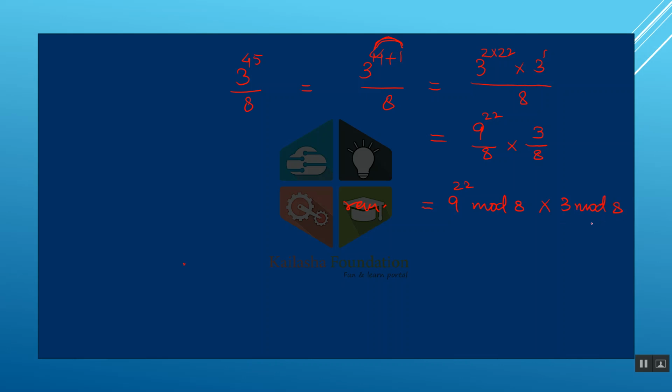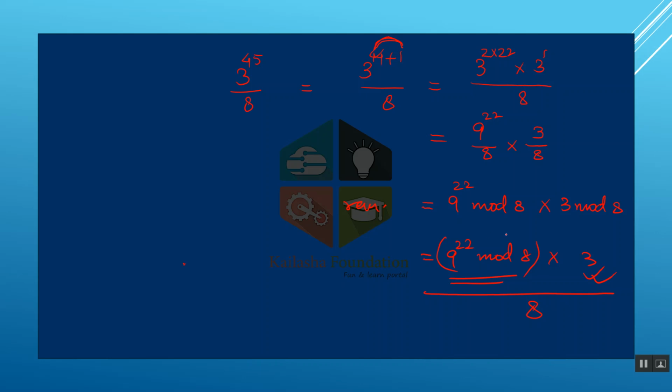3 divided by 8 will give the remainder 3 itself. So it is basically 9 raised to the power 22 mod 8 times 3 only. We have to find this, and in the end we have to multiply the remainder by 3. And if the number we obtain now is greater than 8, then we have to divide it again by 8. That is very important.